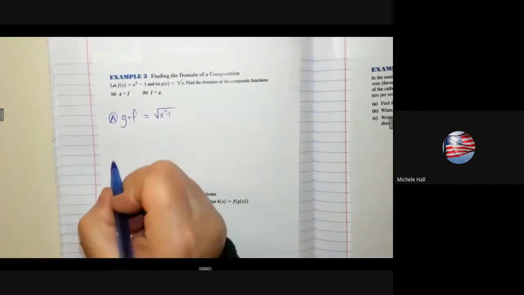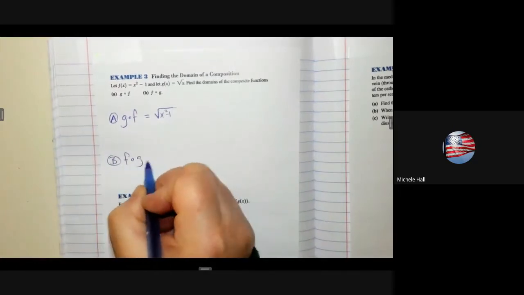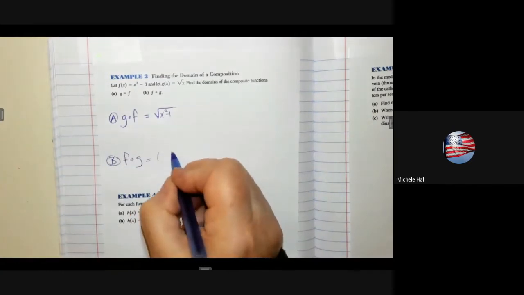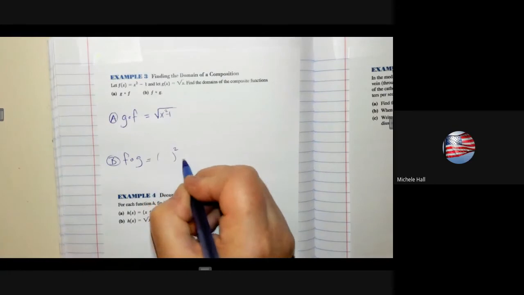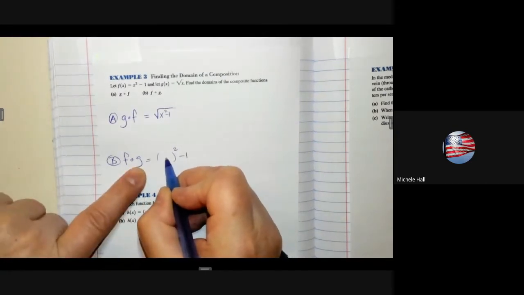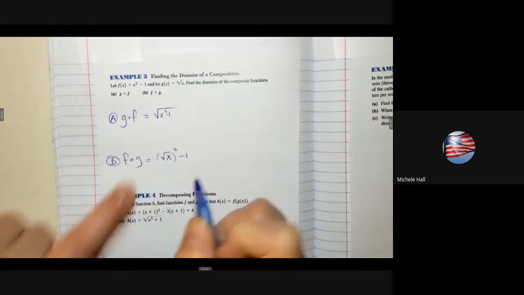And then for b, that would be f of g. So I start with the f function, which is x squared minus 1. So I'm going to put parentheses for the x, and now for the x, I'm going to substitute in g. g is the square root of x. And we are looking for the domain.